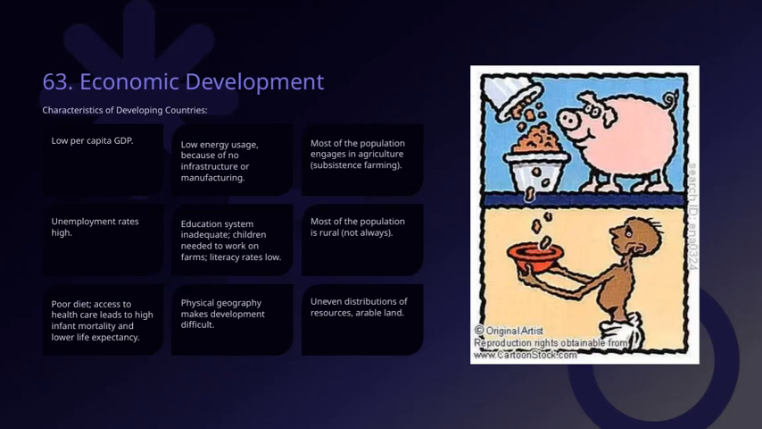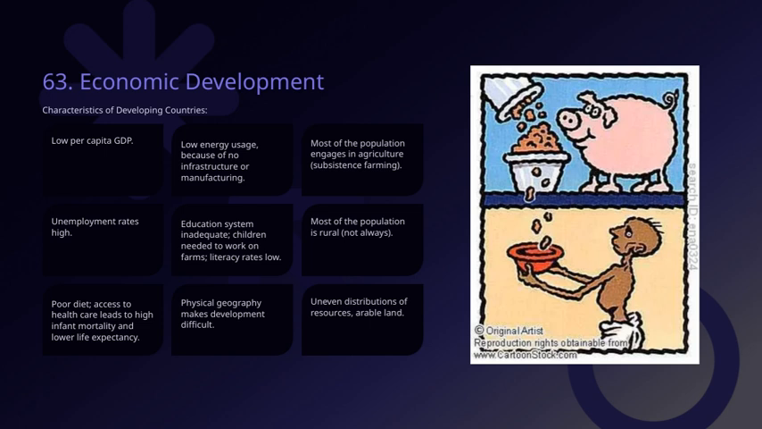Let's look at some of the key characteristics of developing countries. First, resource distribution is often uneven, especially when it comes to arable land, which makes farming challenging in many areas. Most of the population tends to live in rural regions, although this isn't always the case. The physical geography, mountains, deserts, and other natural barriers, also complicates development efforts. Because of these geographical factors, most people engage in agriculture, usually subsistence farming, which means they grow just enough to meet their own needs rather than for sale or profit.